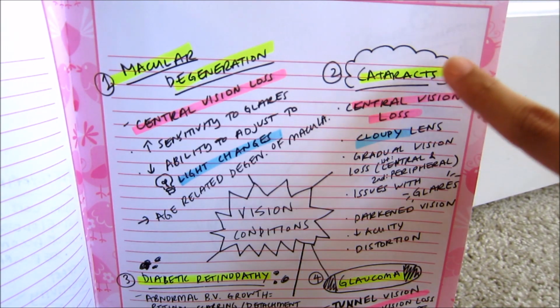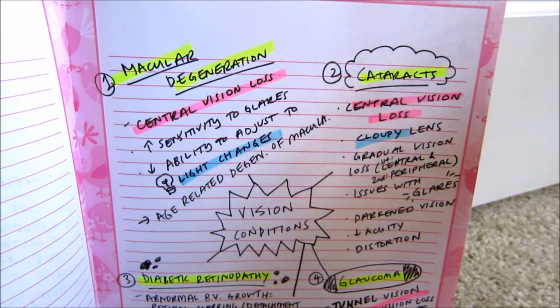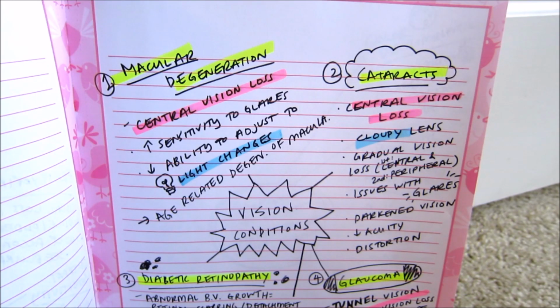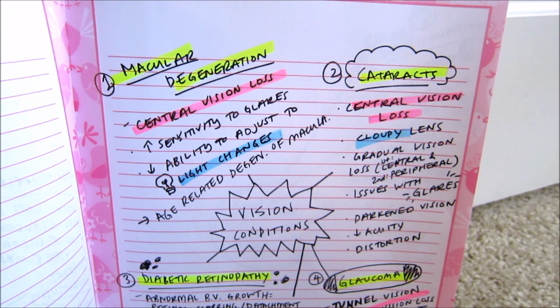Moving on to number 2, cataracts. I drew a little cloud around it because cataracts are known for cloudy lenses. It is also a central vision loss. And this one's a little different because you have gradual vision loss that is first central, and then you lose your peripheral vision. So eventually you're going to lose both, but first and foremost, think central.